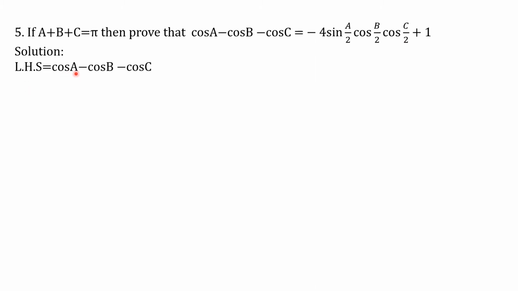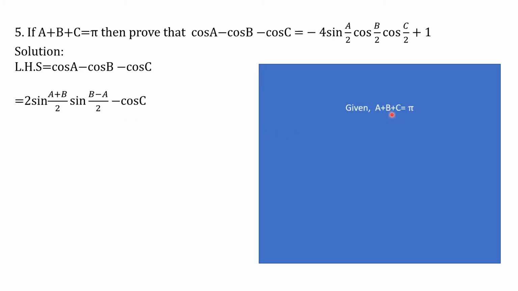Now we know cos A minus cos B is 2 sin (A plus B) by 2 into sin (B minus A) by 2, isn't that? And this minus cos C is copied as it is. Thereafter, by question we are given A plus B plus C equal to pi. It is given at the beginning.